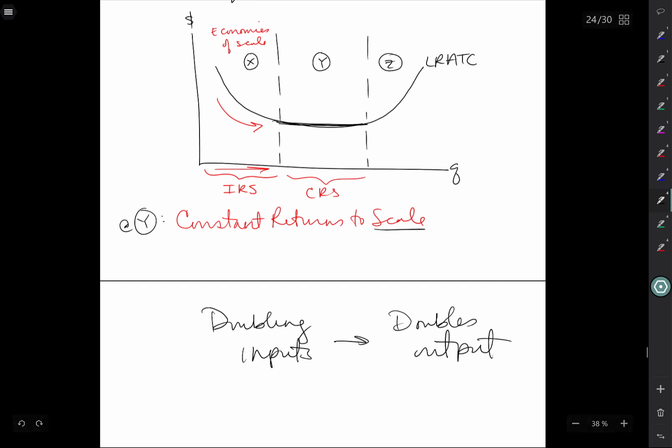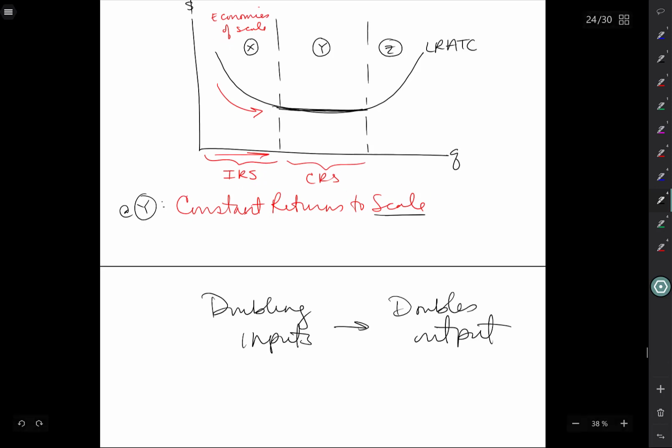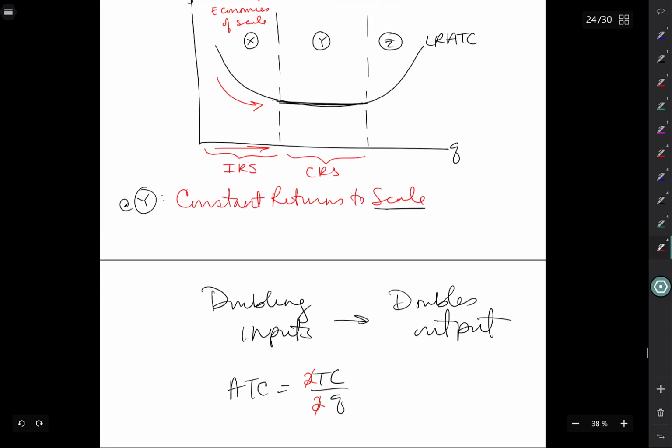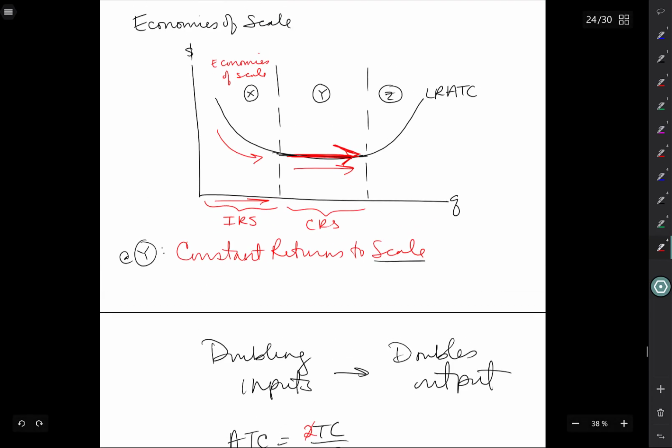Constant returns to scale. We doubled inputs, that doubled output. Okay, let's go back to our average total cost function. If we doubled inputs, that doubles our total costs. And by assumption, our output doubled. So what happened to average total costs? Nothing. It stayed the same, and that's exactly what's happening here. As you produced more, as you scaled up, your average total cost stayed the same. There's that flat part. Right? So that's constant returns to scale.